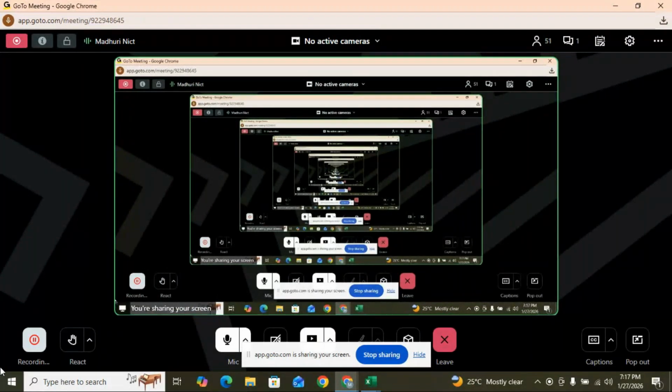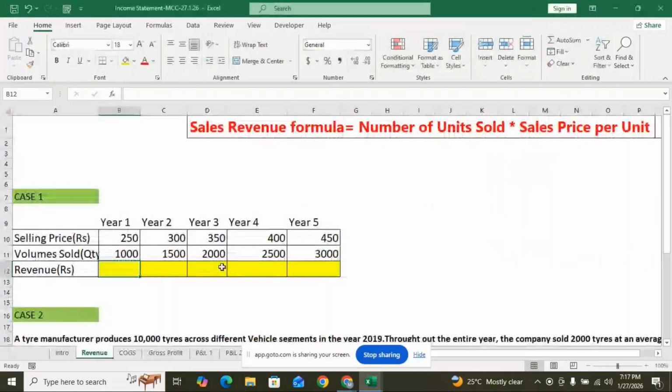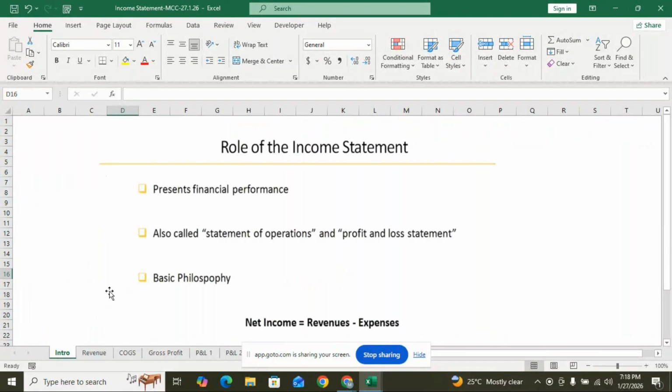I think I've sent the file to you all. You can just download that file. The file is in the name of income statement. Please download that file. Yeah, this is the file which I was talking about. Have all of you received the file? Yes.